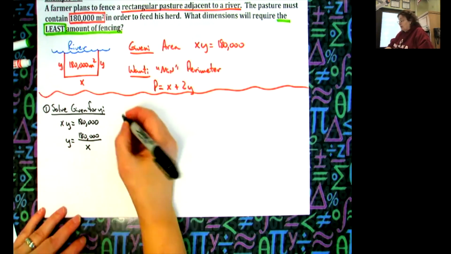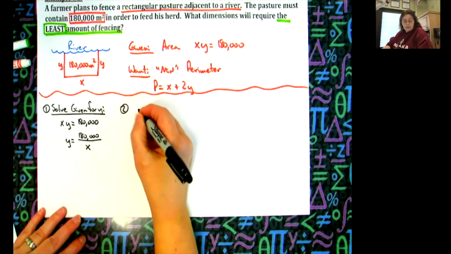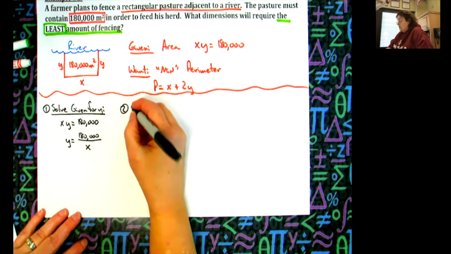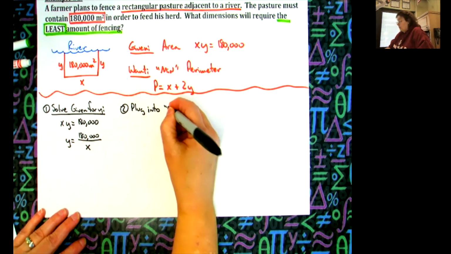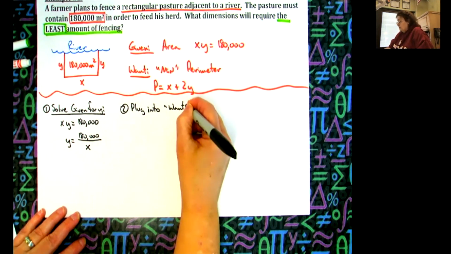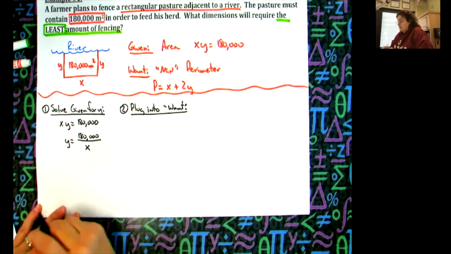Now I think normally, under normal circumstances, I would probably go down. I'm going to run out of paper here, so I'm going to go across and then I'll go to a new piece of paper. All right. Step 2 is plug into my want. So I'm going to plug this into my want.